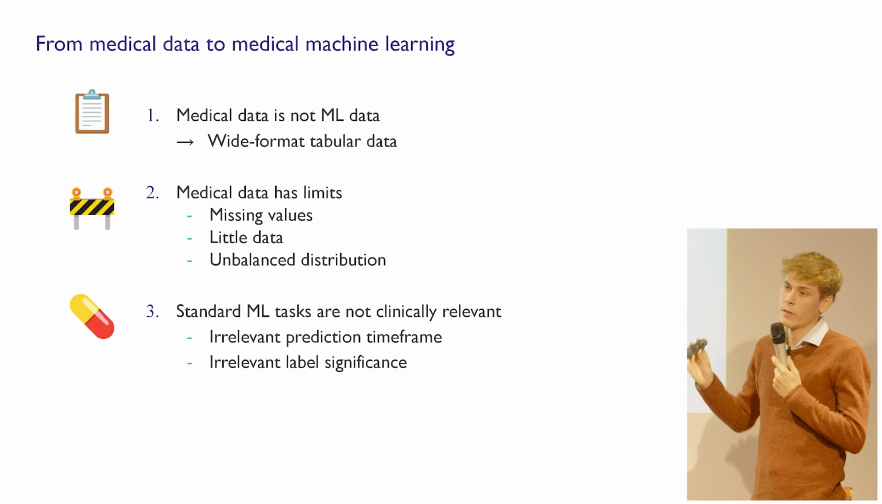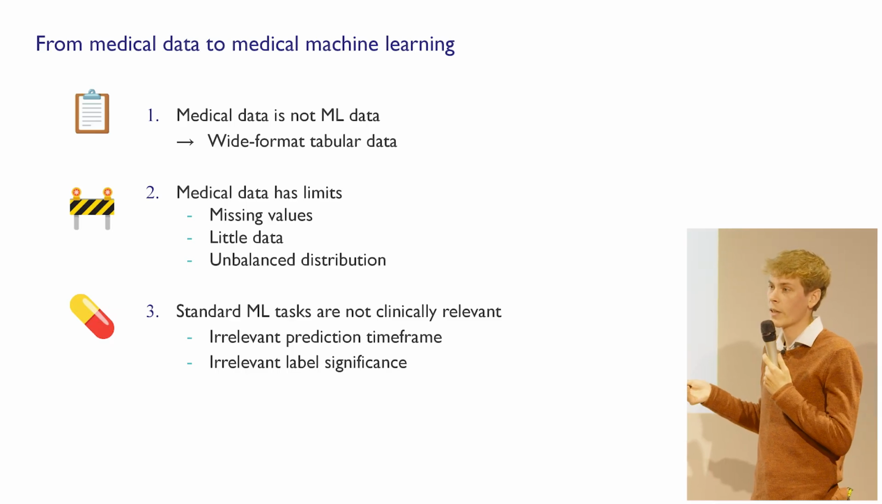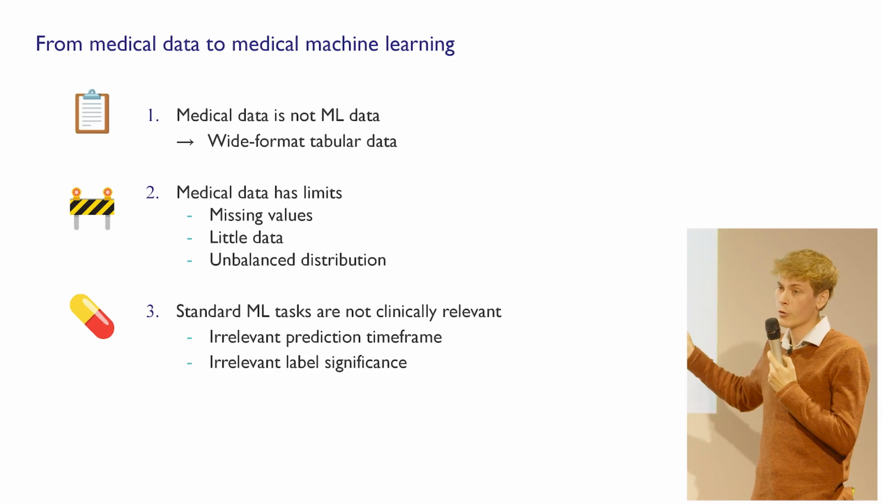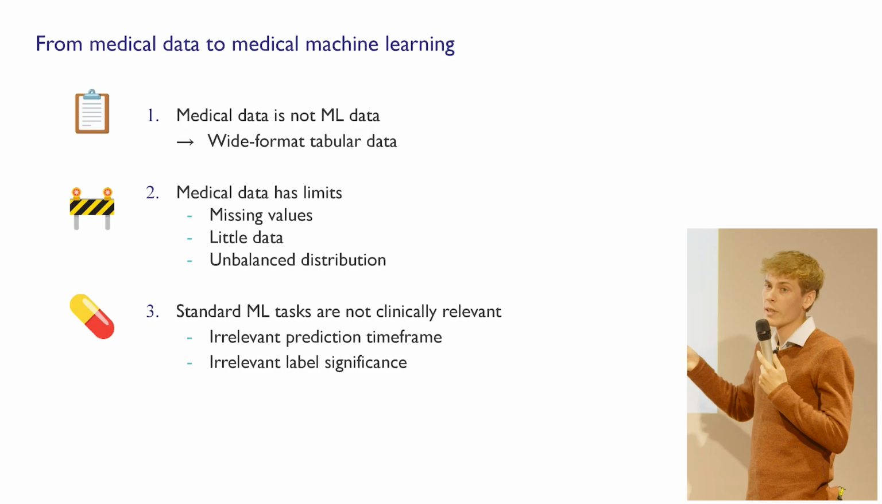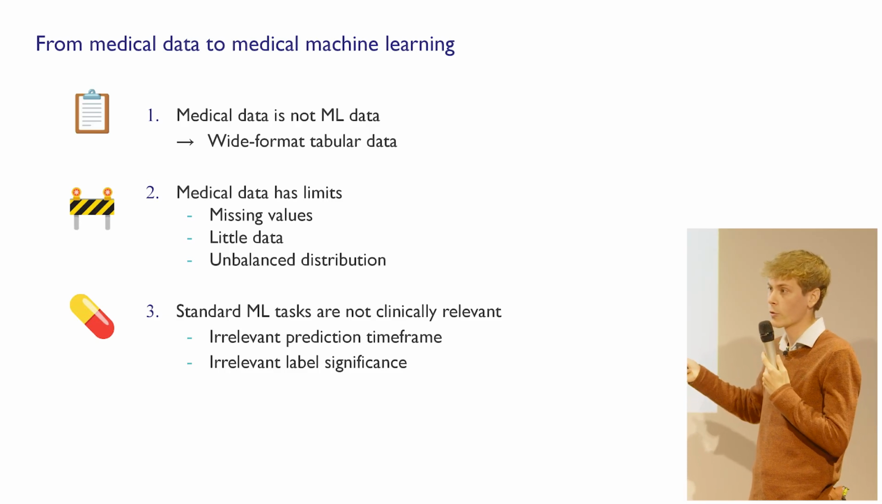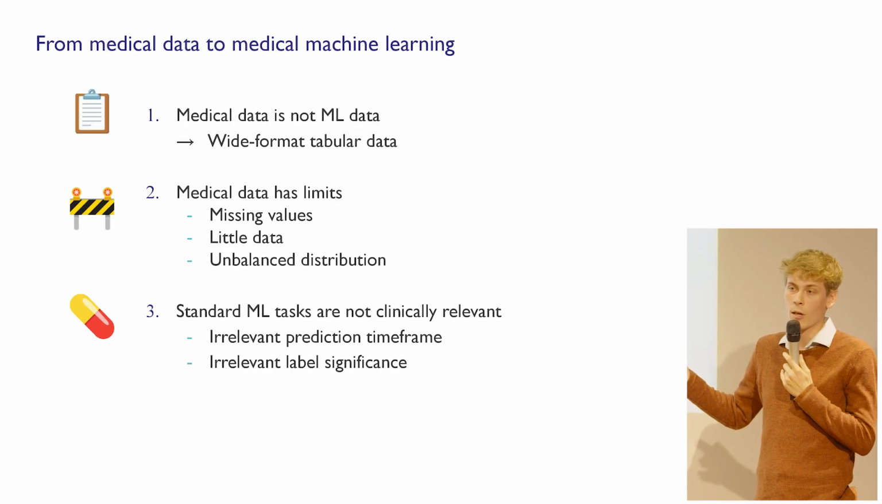So I showed you that medical data is not the same as machine data because it's formatted in a different way, and we want the wide format tabular data for this. The medical data also has its limits. There's little data, there's missing data, there's an unbalanced data distribution. So we should take this into account and try to solve these aspects of our data. And the standard machine learning tasks in data science are typically not clinically relevant. So always align these expectations with your hospital, for example, the prediction time frame or the label significance.